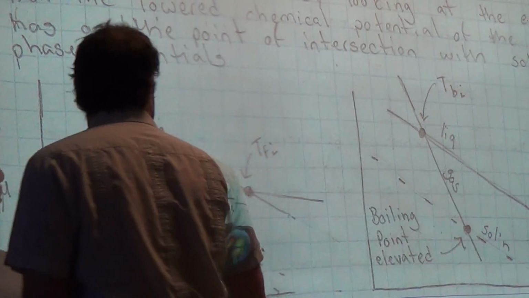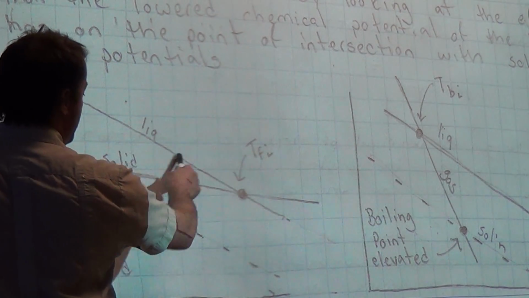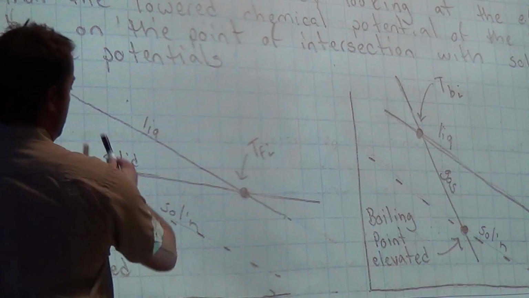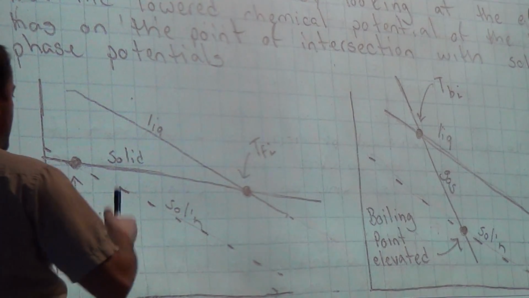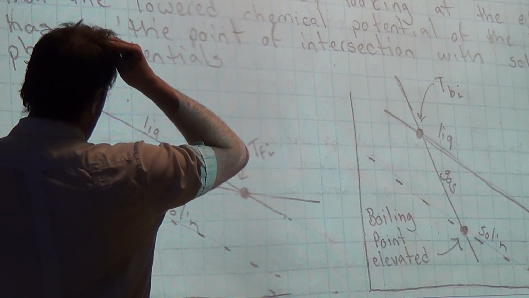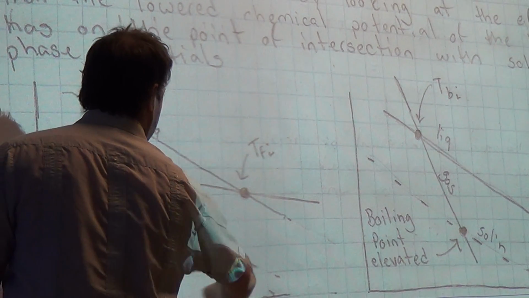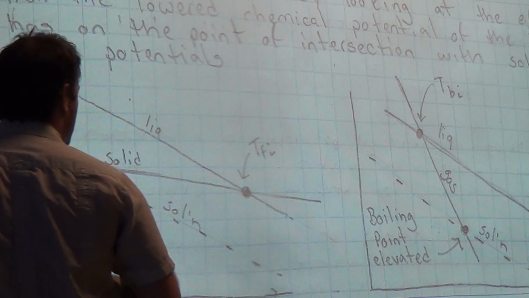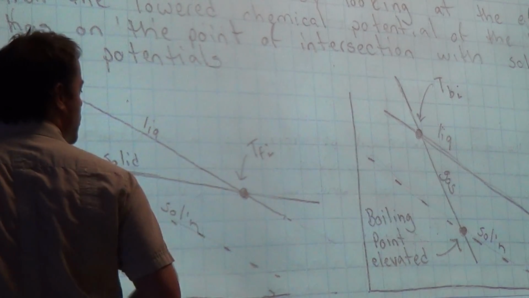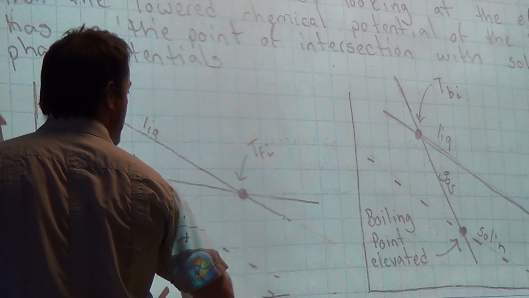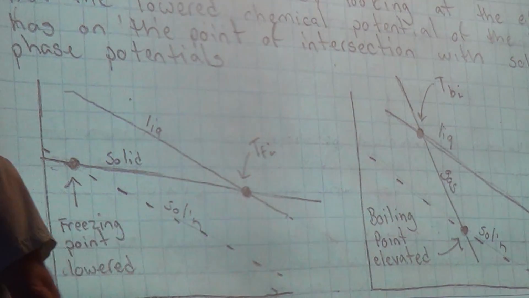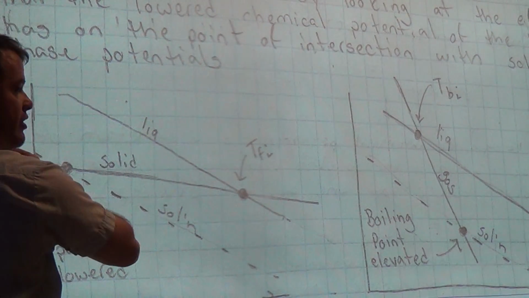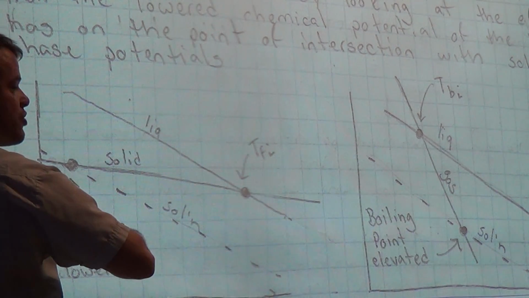So if we have chemical potentials of the liquid phase and the solid phase plotted on the same curve, remember that the liquid phase had a larger slope because it had a larger entropy, if we're looking at temperature dependence. The solid phase had a shorter slope because it had a smaller entropy. A given point of intersection where the chemical potentials were equal would be the fusion temperature. By dissolving a solute, we lower the chemical potential of the liquid phase.